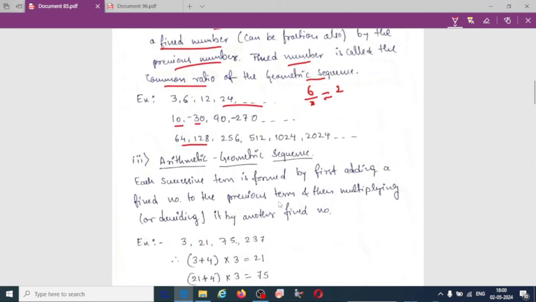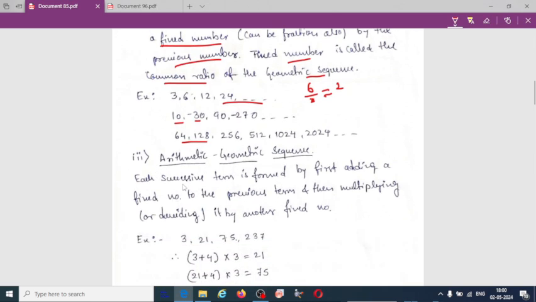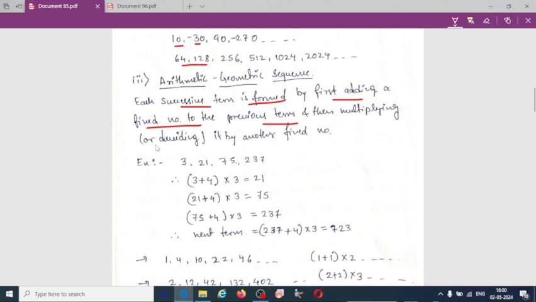Next, the arithmetic geometric sequence. Each successive term is formed by first adding a fixed number to the previous term and then multiplying or dividing it by another fixed number. Here we are combining both arithmetic and geometric sequences. In an arithmetic sequence we may add or subtract the number, and in a geometric sequence we can multiply or divide.